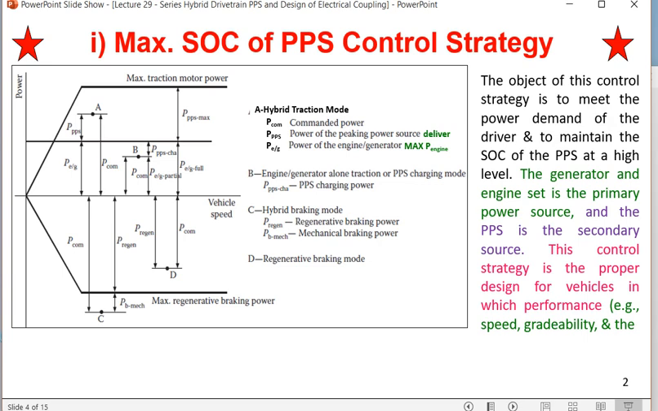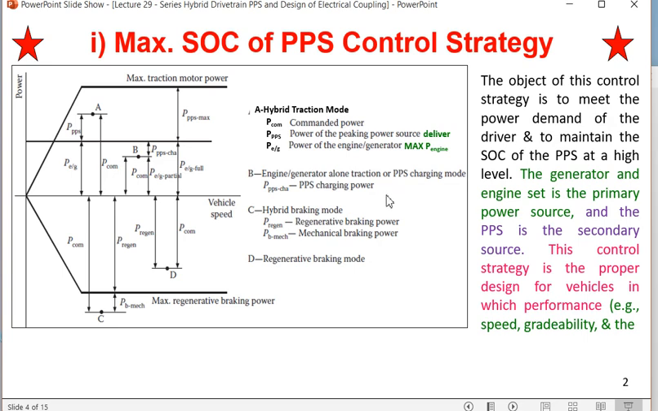That means the next time the vehicle is started, whenever the power is asked, the vehicle will be able to supply that. So we have to ensure that the SOC of the PPS is also at a high level. The generator and engine set, which is called PEG, is the primary power source, and the PPS, that is the battery, is the secondary source.